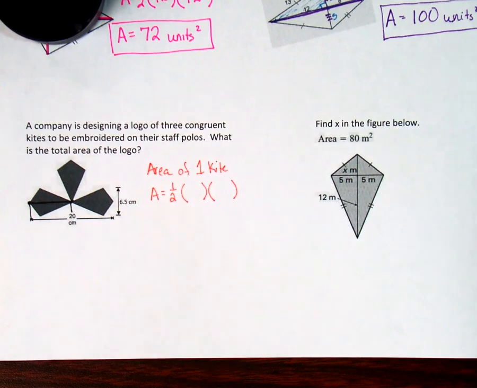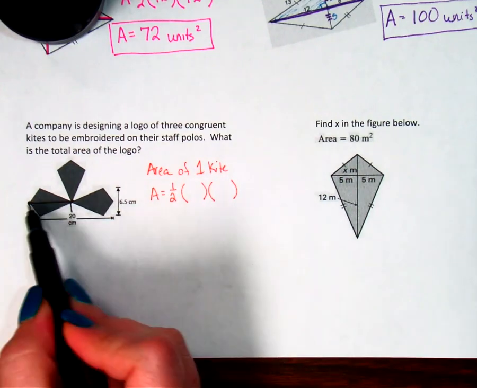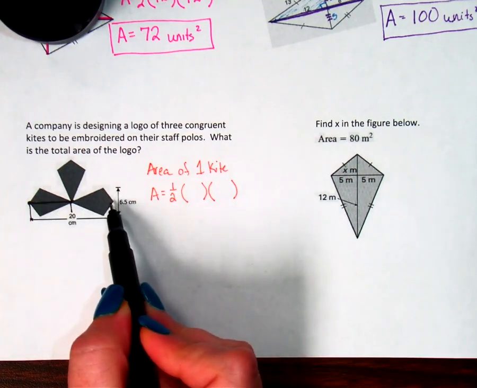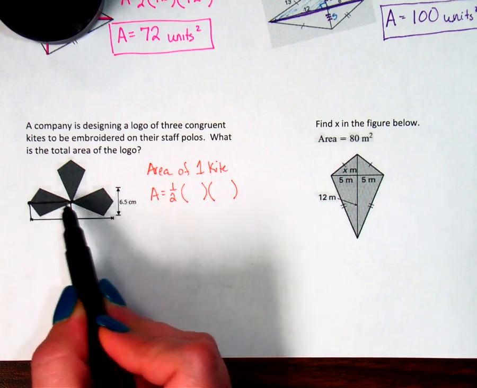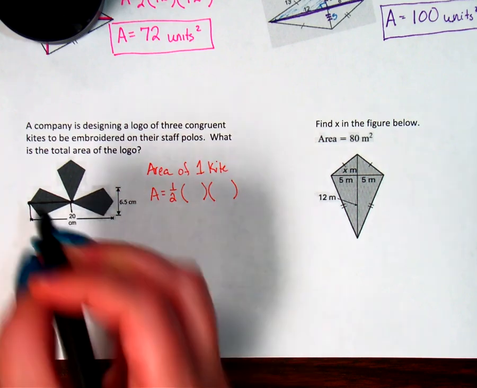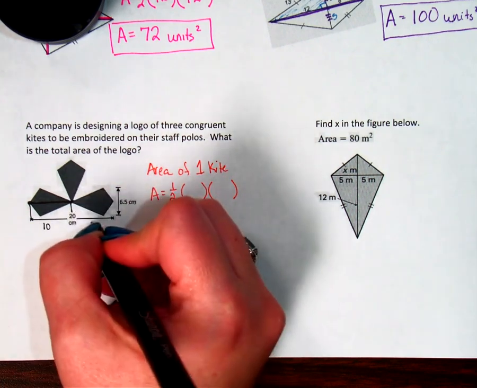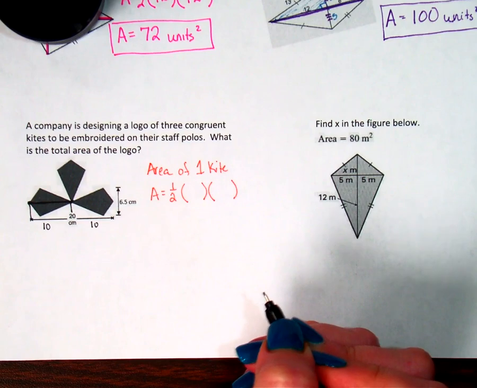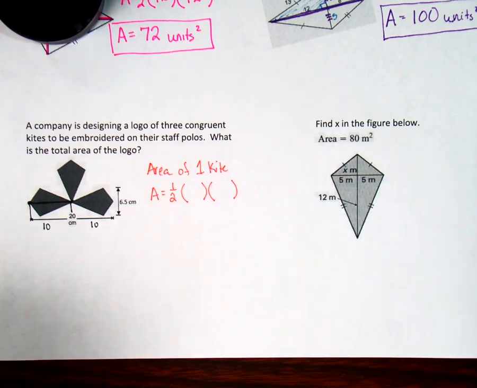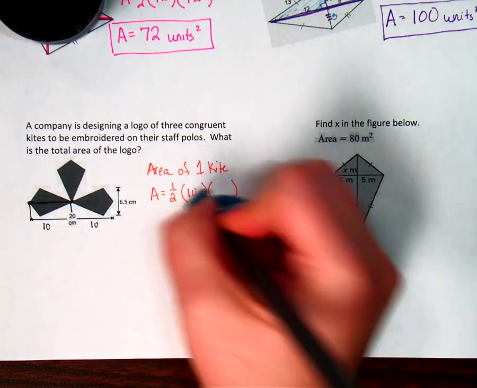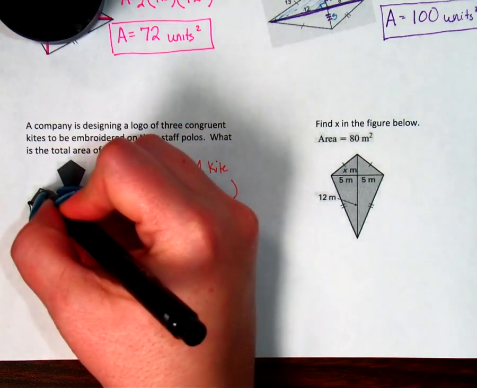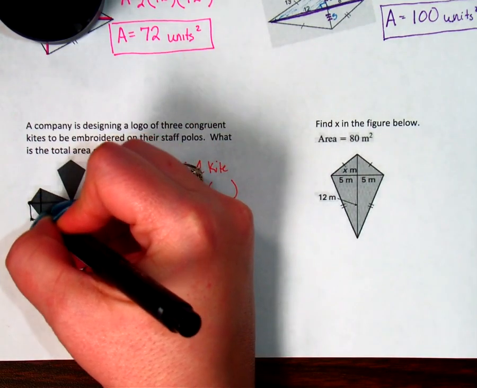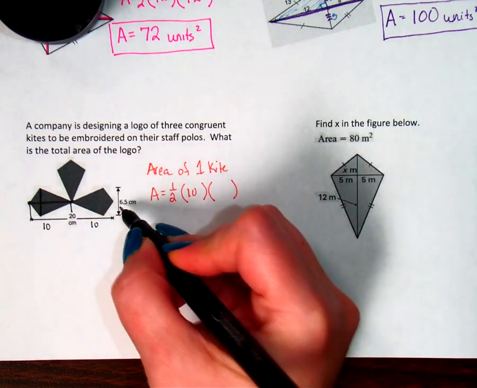If the whole design all the way across is 20, and I can see I've got 1, 2 that are set tail to tail, right? I can figure out that each side, if all the way across is 20, then each side across must be 10. So one of my diagonals is 10. And then my other diagonal here is 6.5.